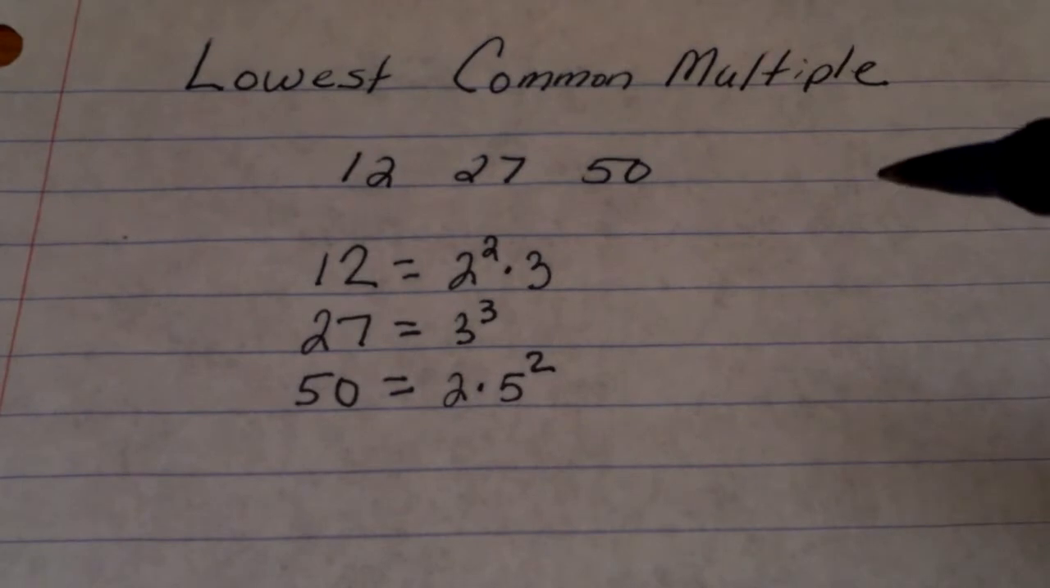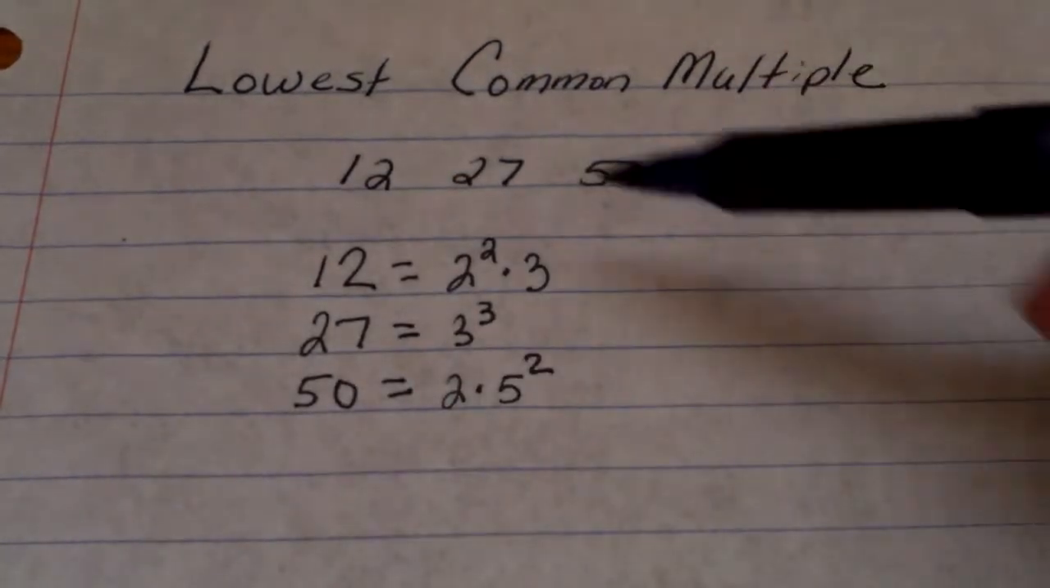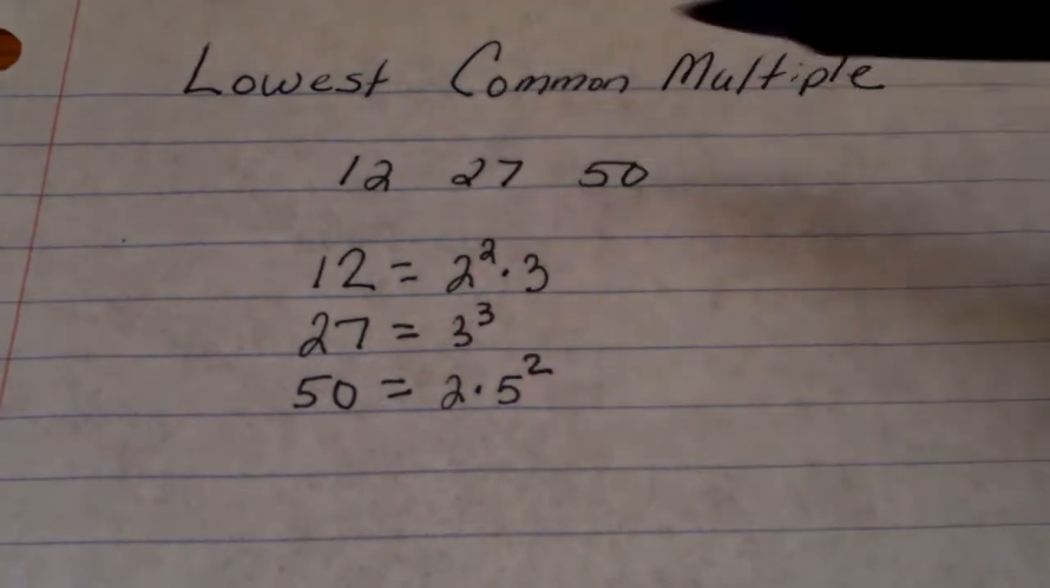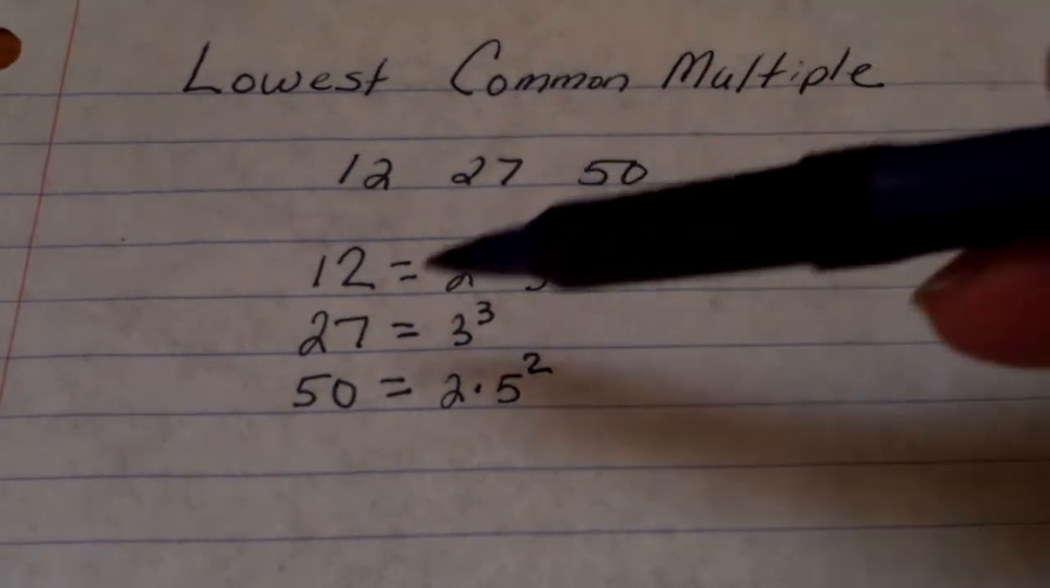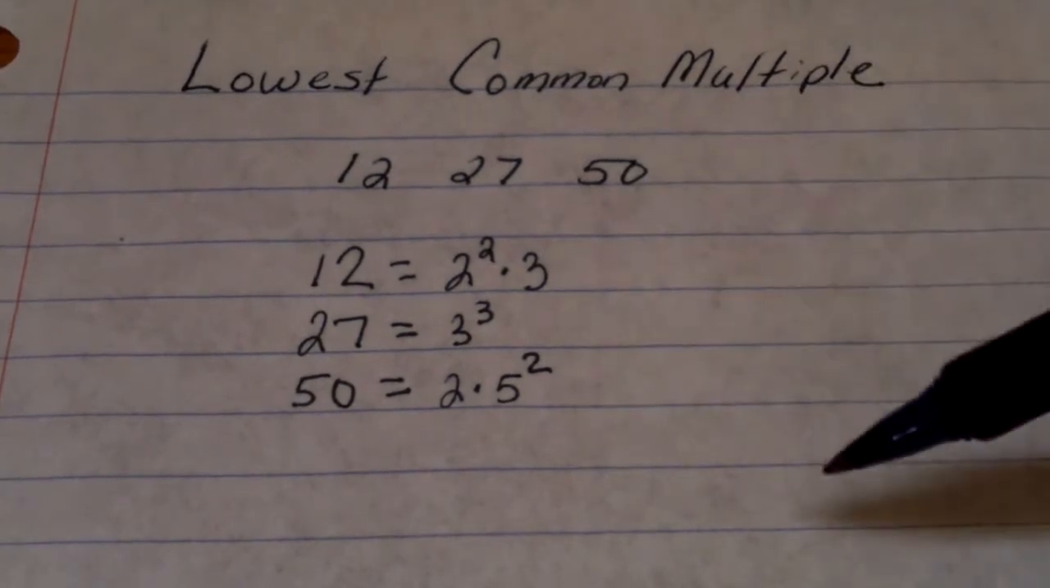Remember, we're looking for the smallest number, not just a number, but the smallest number that 12 will divide into, and 27 will divide into, and 50 will divide into.